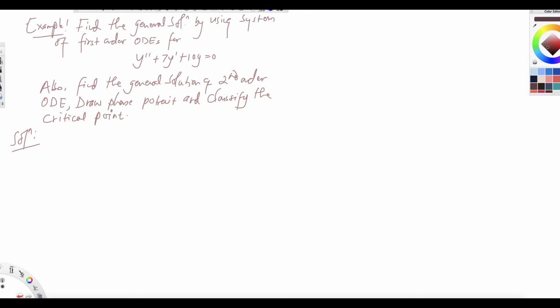Because this second order ODE has y in it, right? And then you want to find the solution for y. Okay, and then you will plug back in and get the solution for y, and then you will do the direction field and phase portrait, and also classify the critical point there. Meaning whether it is stable, unstable, what type of critical point is that. Okay, all right.